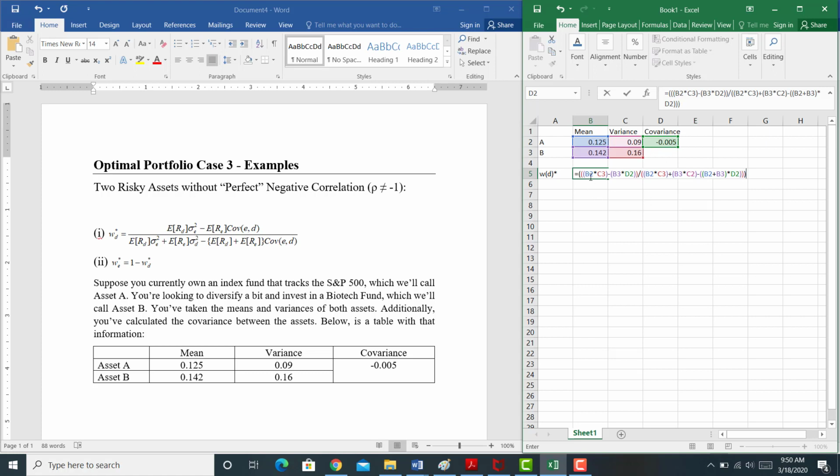Okay, let me double check my work. I've got the mean of the less risky asset times the variance of the riskier asset, minus the mean of the more risky asset times the covariance. And in the denominator, I've got the mean of the less risky asset times the variance of the riskier asset, plus the mean of the more risky asset times the variance of the less risky asset, minus the sum of the means times the covariance. It looks like I've got it. Okay, and so I get a weight of 0.6071.